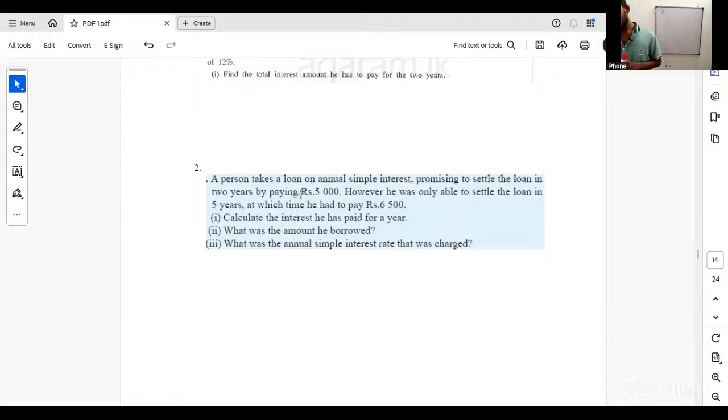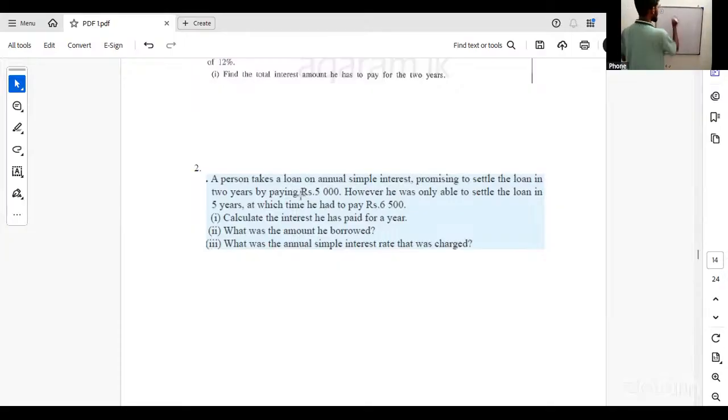Right. So now this question is a bit tricky. Why is that? Read the question carefully. It's a very good question. A person takes a loan on annual simple interest, promising to settle the loan in 2 years by paying 5,000 rupees. However, he was only able to settle the loan in 5 years. So that means he has taken 3 extra years, in which time he had to pay 6,500.